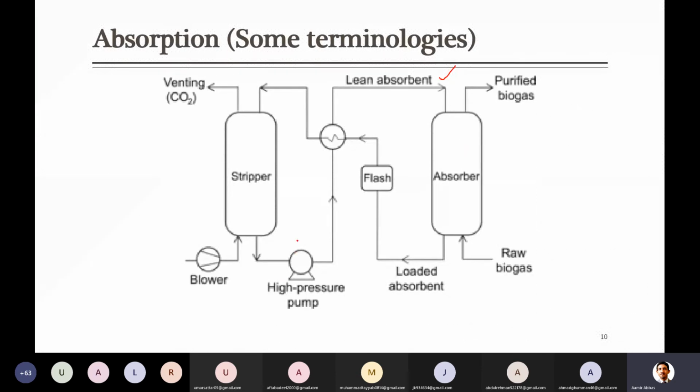So why is a pump being used here? Can anyone tell me the reason to use a pump?